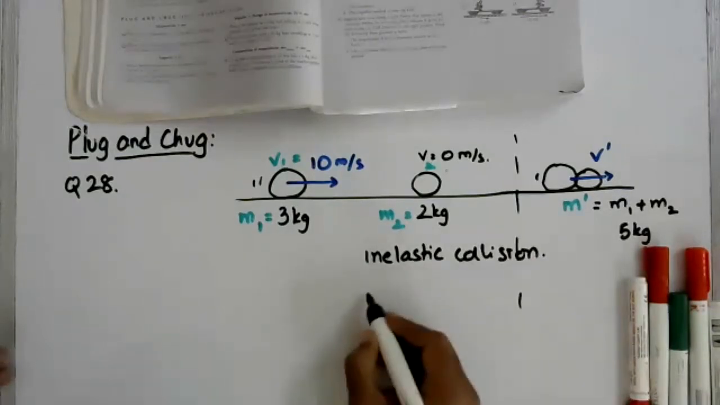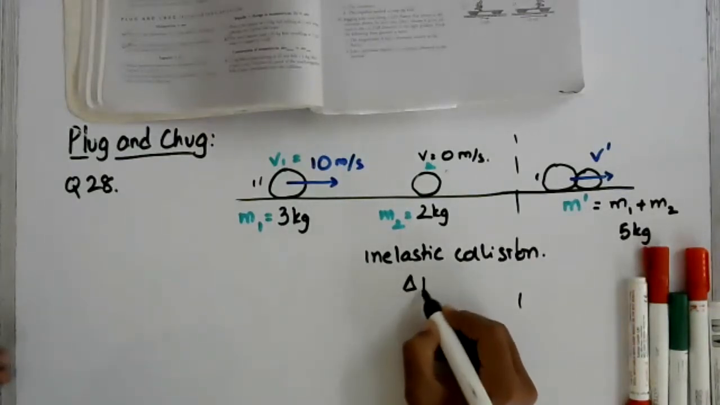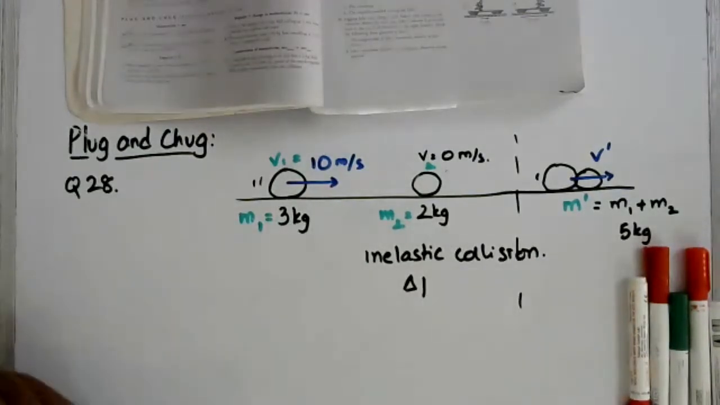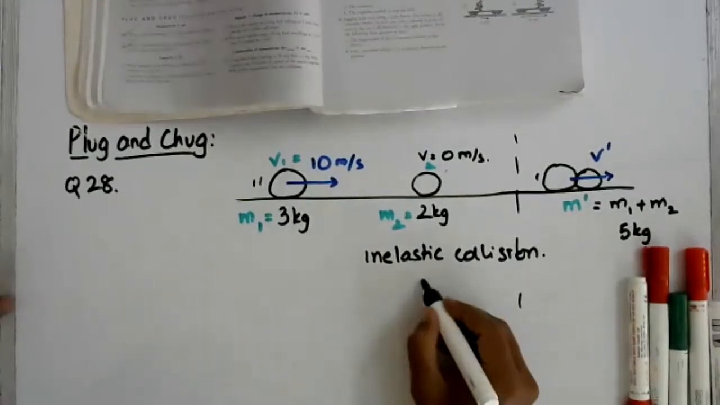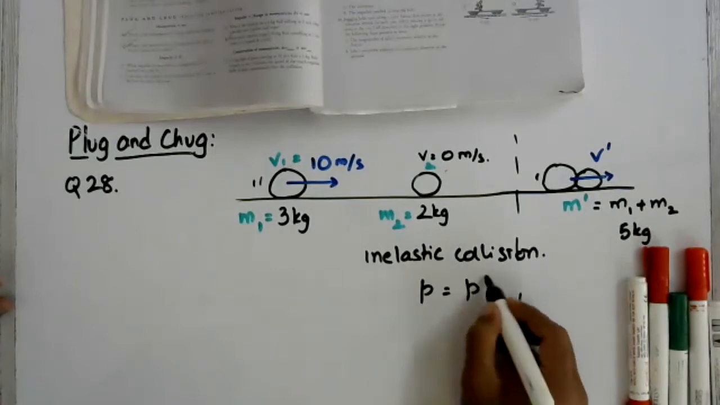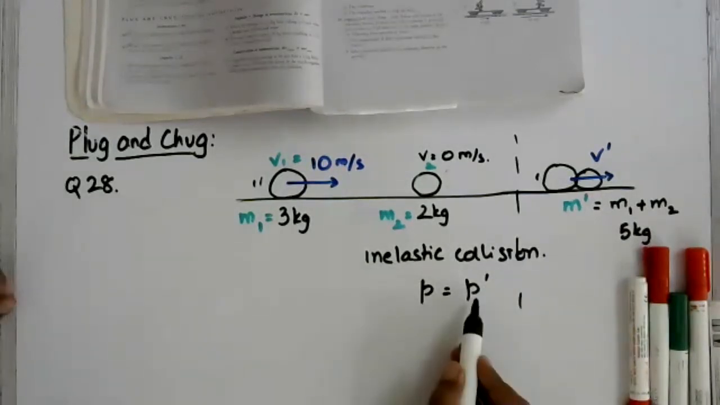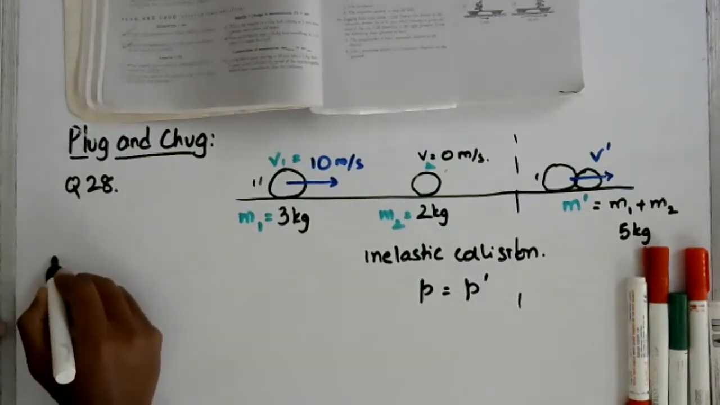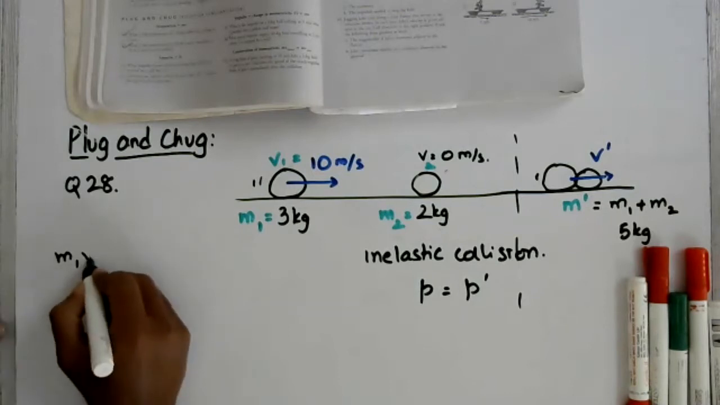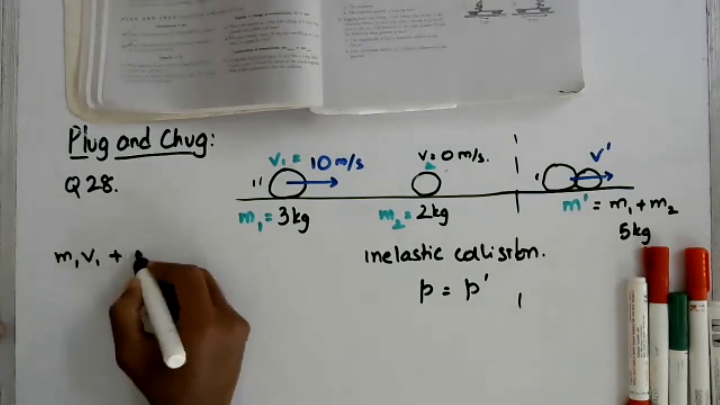Okay, and we can also state that, sorry, not delta P, P is equal to P prime. So whatever momentum there is before the collision will be the same as afterwards. So to write our equation, it will be M1 V1 plus M2 V2.